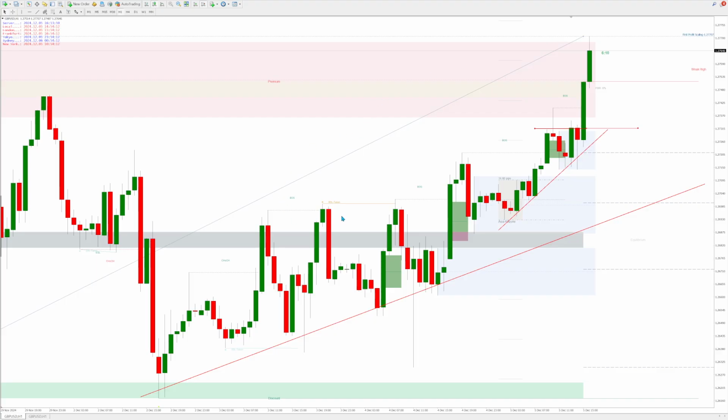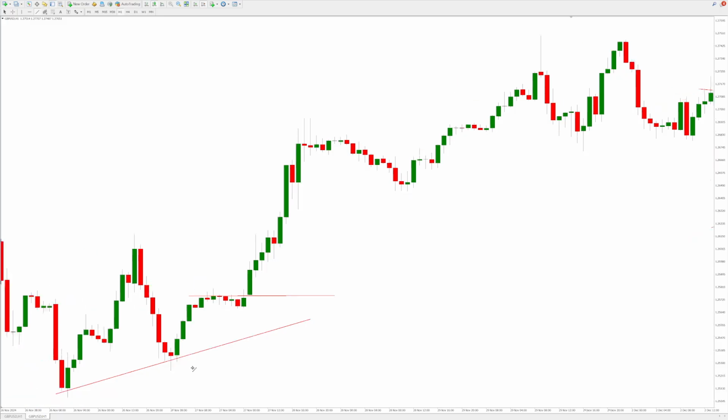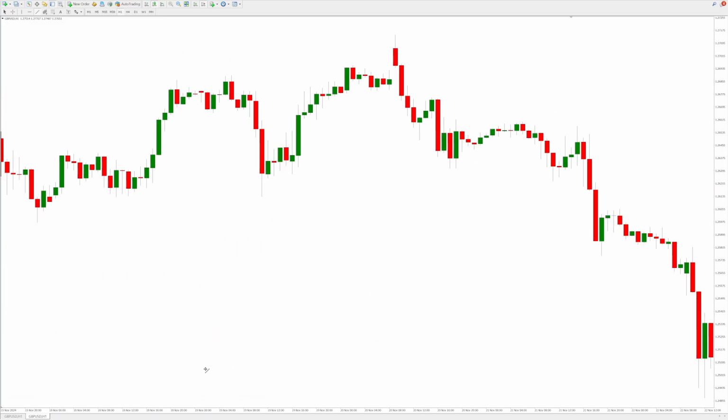So even if we've got a 20 pip stop loss and we take 2 losses for 40 pips, we know that when we do eventually catch a big move, we can make back those pips and more.